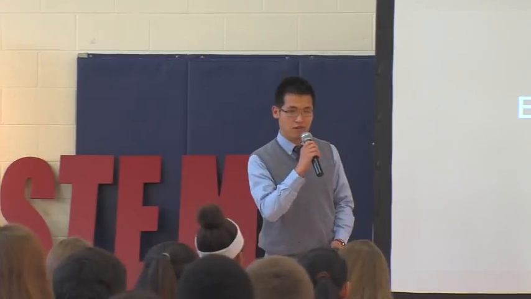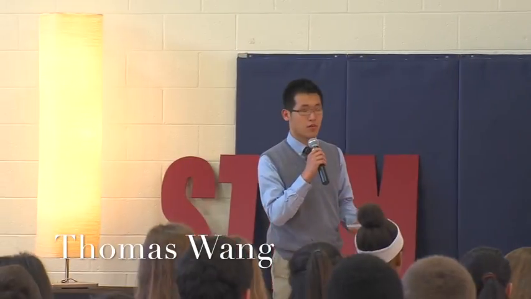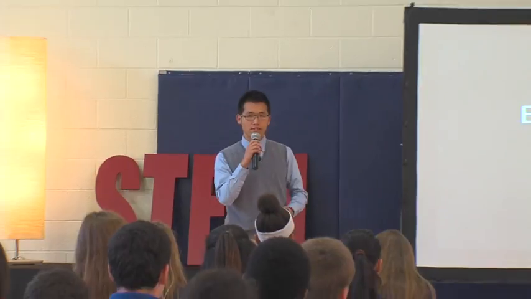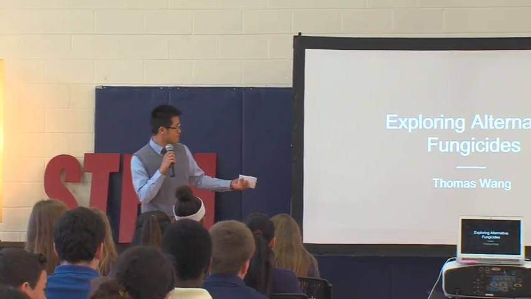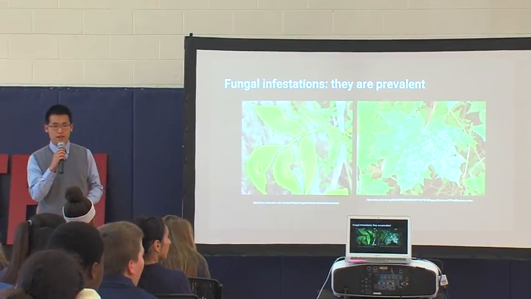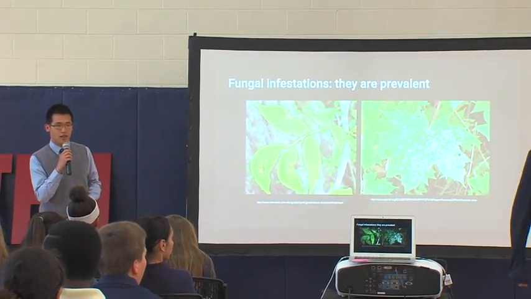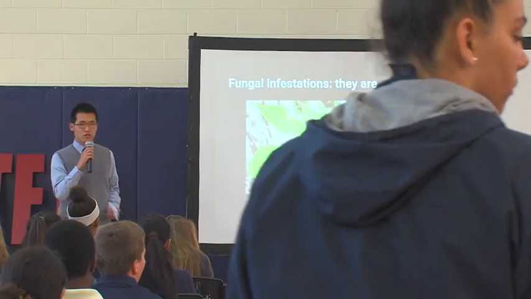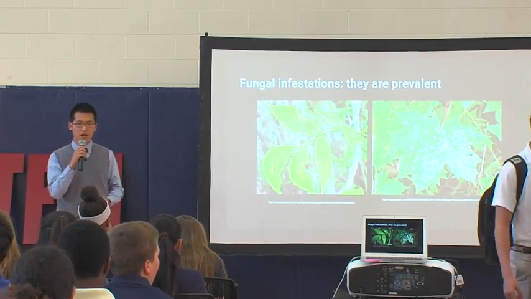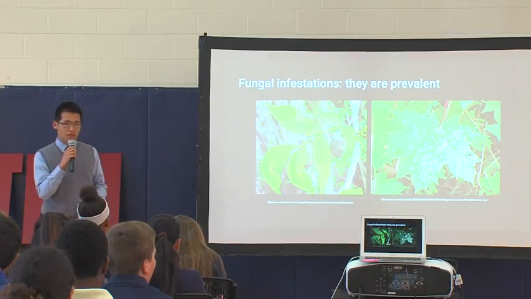Hello, my name is Thomas Wong, and today I'll be talking about farm science. We can take a stroll in your garden and see plants that look like this. If you're a garden enthusiast, you know something is wrong. In fact, the plants are sick. The plants shown in the pictures are infected by parasitic plant fungi, which are very common pathogens for plants.